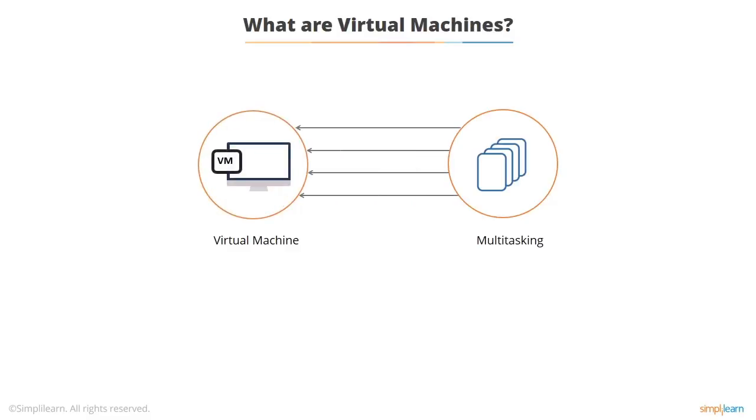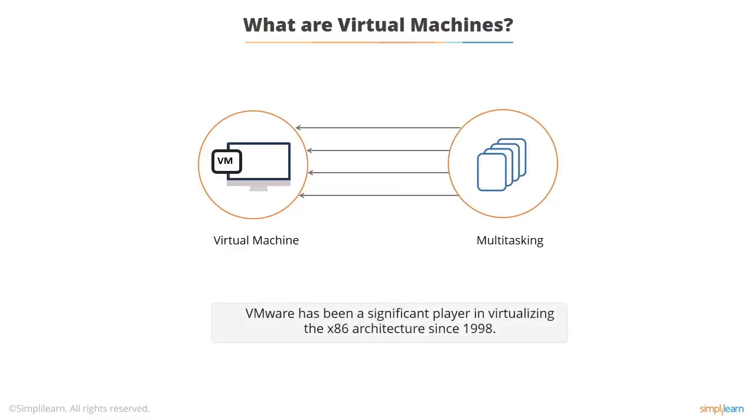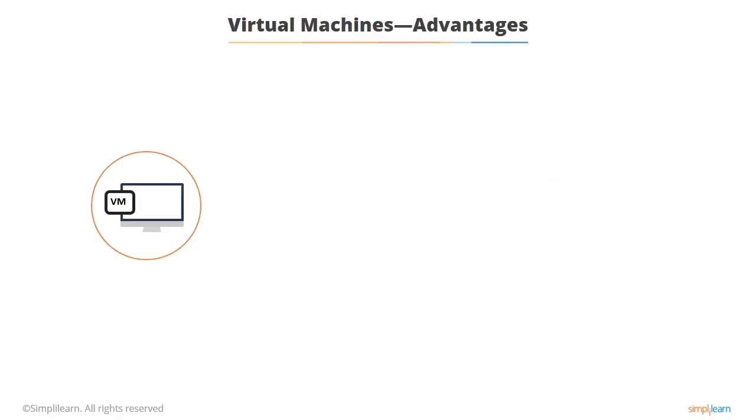Since then, we've had a number of software packages come along which do that. There are a number of them that are still around. VMware has probably been one of the most important players in virtualization because it started in the late 1990s and it's still going strong for virtualizing the 80386 architecture or 8086 architecture. So what's the advantage of a virtual machine?